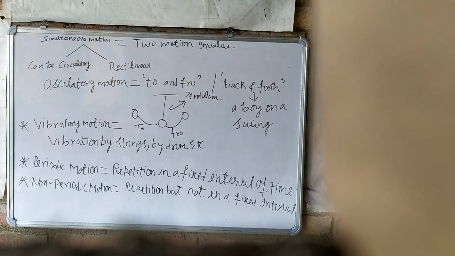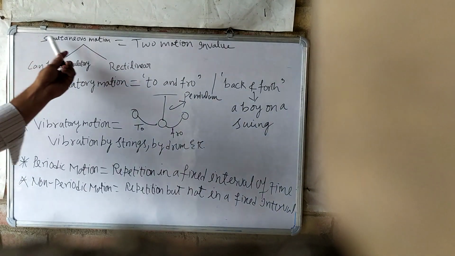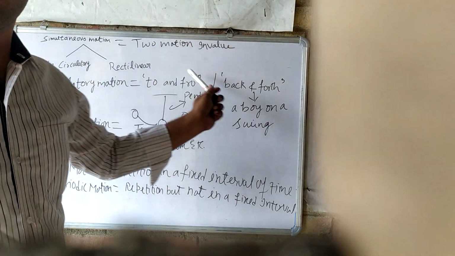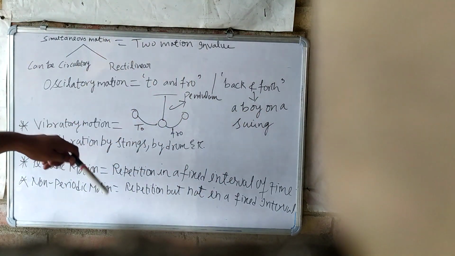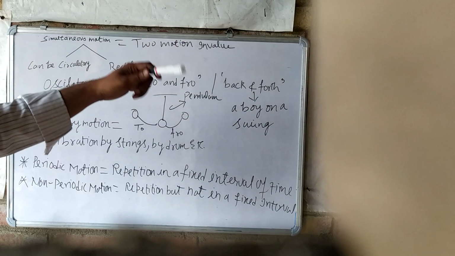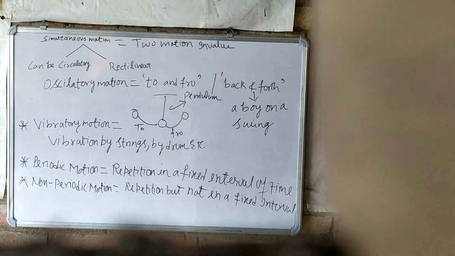So what are simultaneous motions? Simultaneous motion means two motions are involved. They can be circulatory or rectilinear.